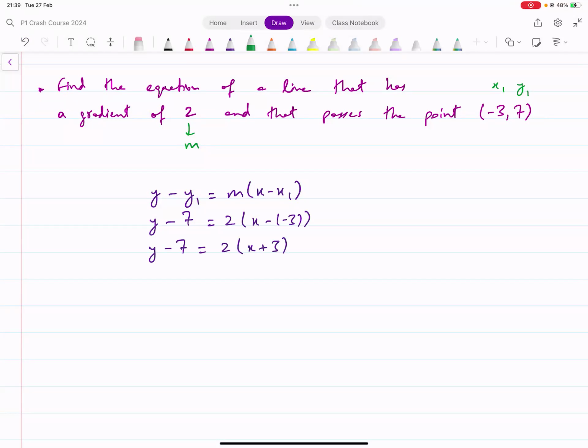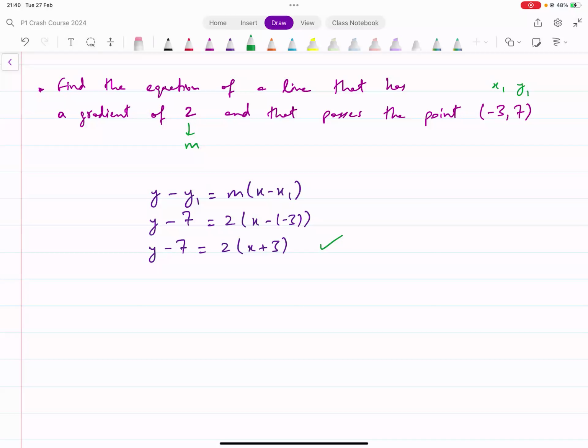You can actually just leave your equation in this form, and that will be the equation of the line. You would not even need to simplify this in most cases. This is also a standard form of the equation of a line, so it's perfectly acceptable to leave it in this form. Unless sometimes they ask you to write down the final answer in a particular form, then you have to convert your answer to that form. But if they don't specify any particular form, you can just leave it like this.